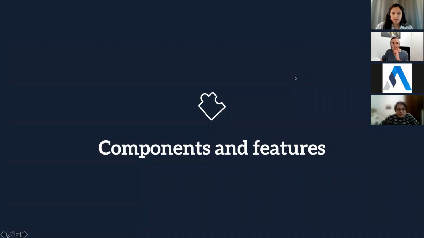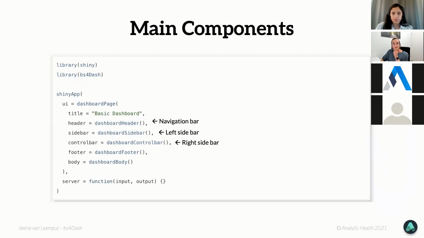All right, so what are actually the components of a bs4Dash dashboard and what are some features? This is all the code that it needs to set up your very simple bs4Dash page. You have a user interface and a server, that's just Shiny stuff. And then you have a dashboard page, as it's called in bs4Dash, where you will provide a title, a header, a control bar, a footer, and your body. Your body is basically your whole app theme. We're going to see this live in action a bit later, but this is just to give you a general overview of the main components.